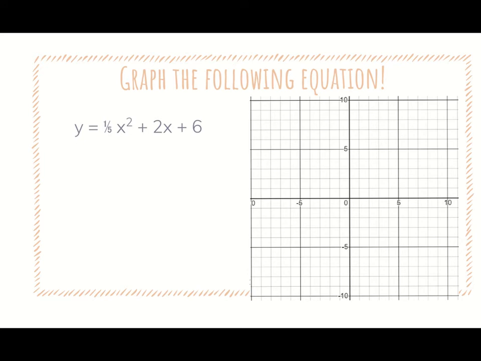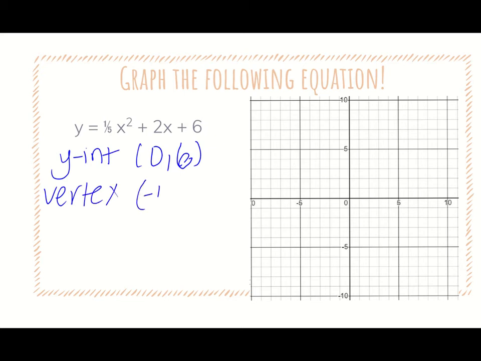So we said that our y-intercept was at (0, 6). And our vertex was at (-5, 1). So looking at this, it is positive, so our graph should open up. Let's plot these things that we know.